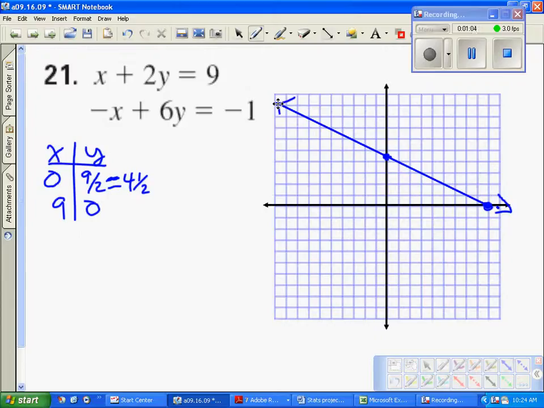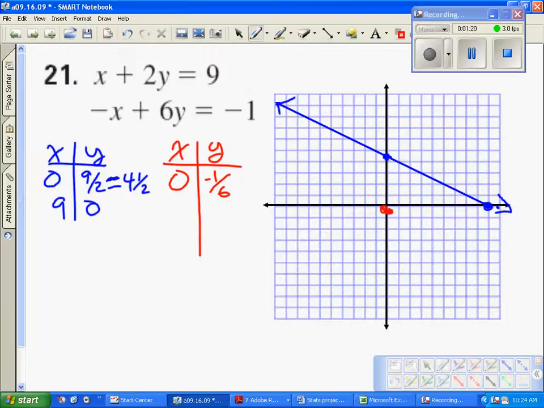And then go to the second equation. And again, plot points or use your cover-up method. When you use your cover-up method, you're covering up x. That means x goes to 0. Therefore, y is negative 1/6. Negative 1/6 is pretty close to 0.